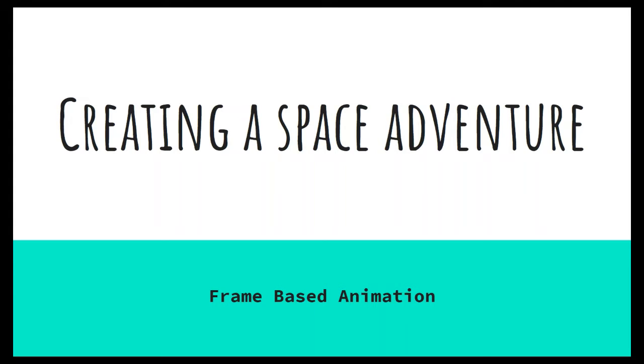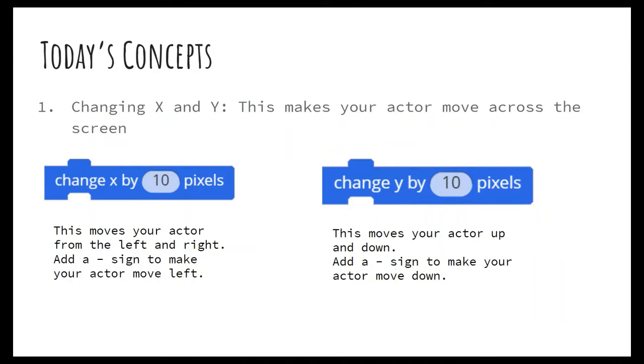So again, if we want a sound to continue to play, or if we want characters or other aspects of our game to keep moving throughout the game, we'll use a code block called a loop. So our first concept is changing X and Y.